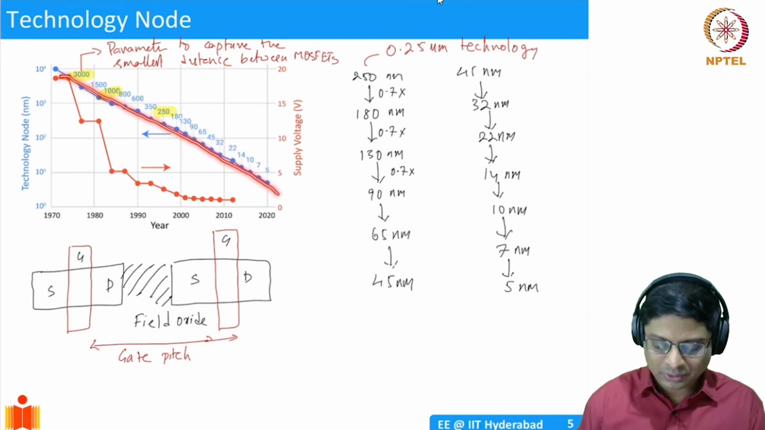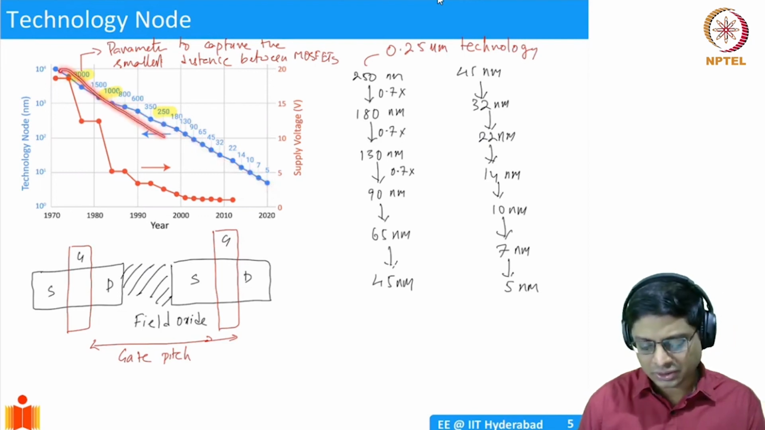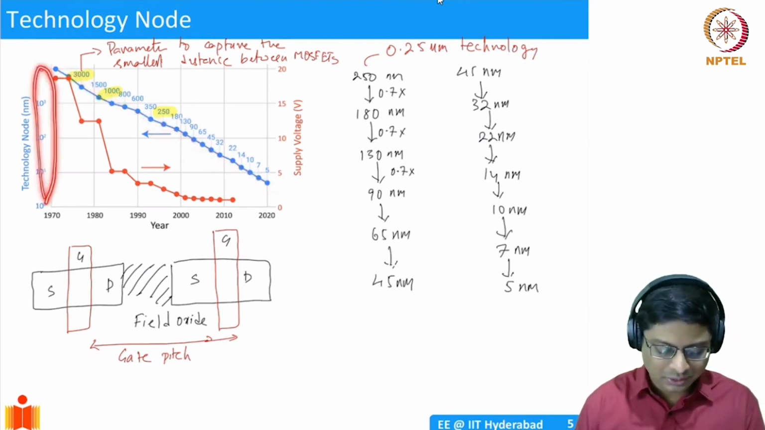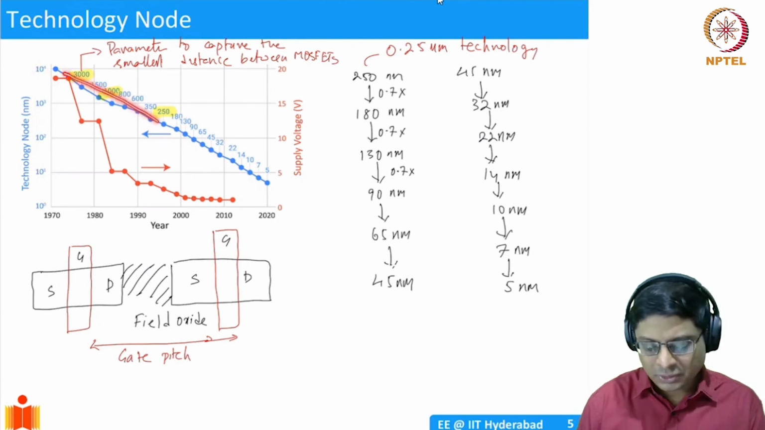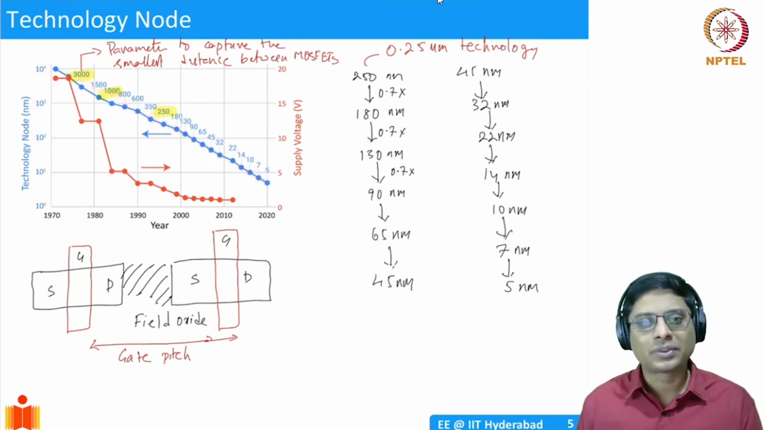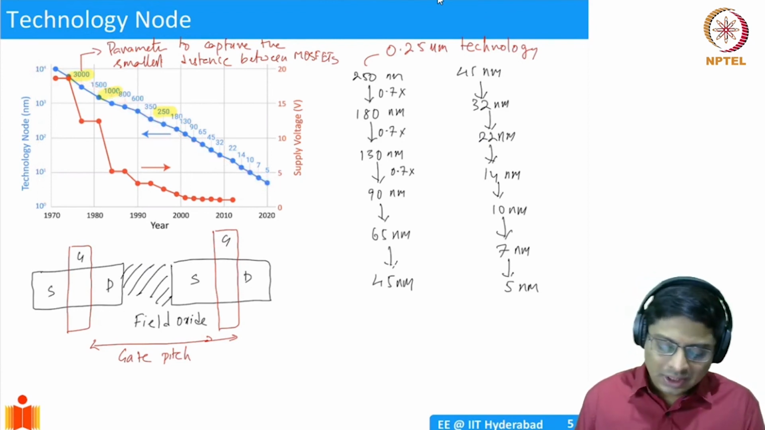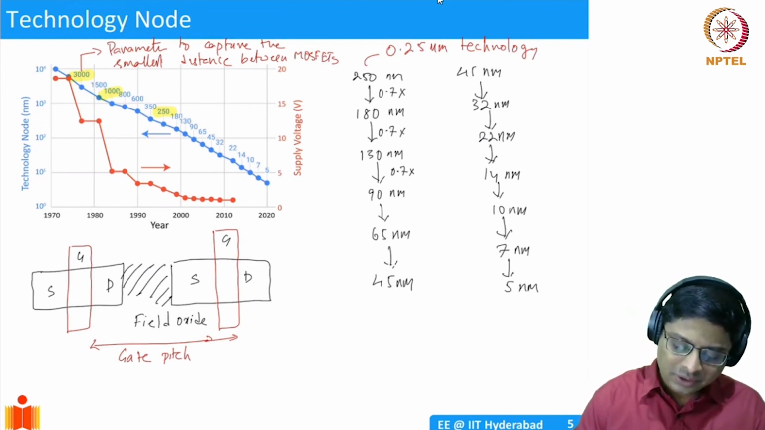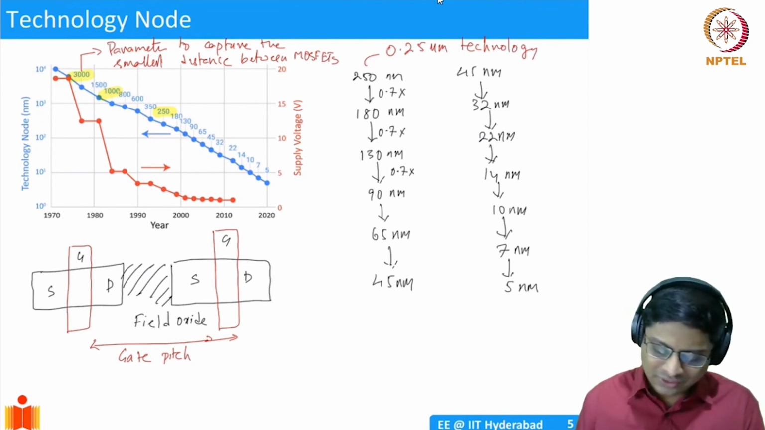We see that over the last 40 years, there is a continuous decrease in the size of the technology nodes. And this is a log scale, mind you. So you're seeing almost an exponential reduction in the sizes. Okay. And this 250 nanometers was somewhere around '95.